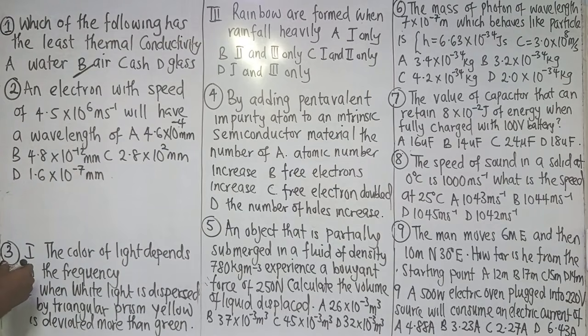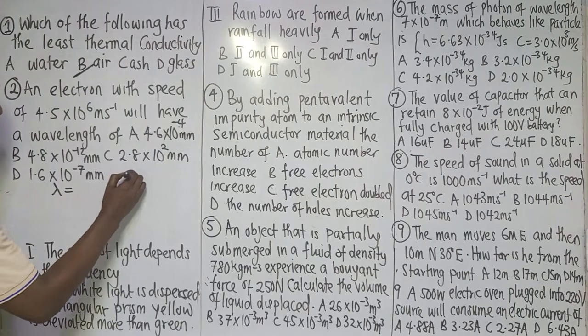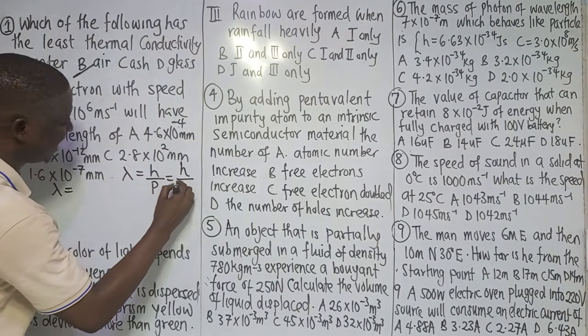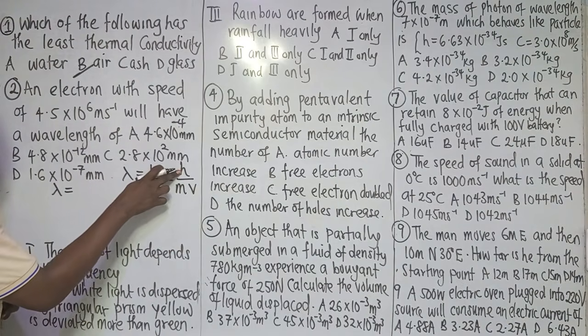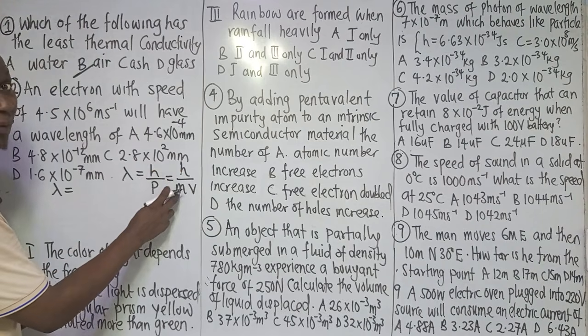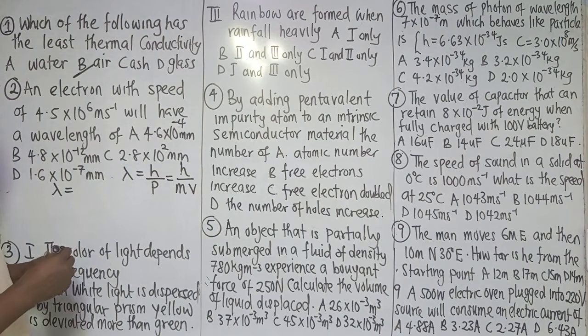Number 2: an electron with speed of 4.5 times 10 to the 6 meters per second has a wavelength of dash. Now, the formula I use to solve under wave-particle duality, under the de Broglie assumption, is wavelength equal to h over momentum, which is the same as h over mv. Knowing fully well that the Planck constant is 6.6 times 10 to the minus 34 joule second, and mass of electron is 9.1 times 10 to the minus 31 kg.